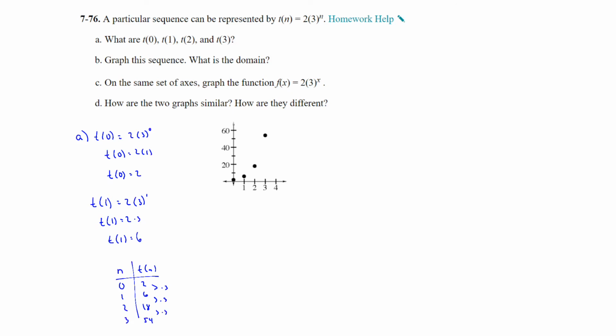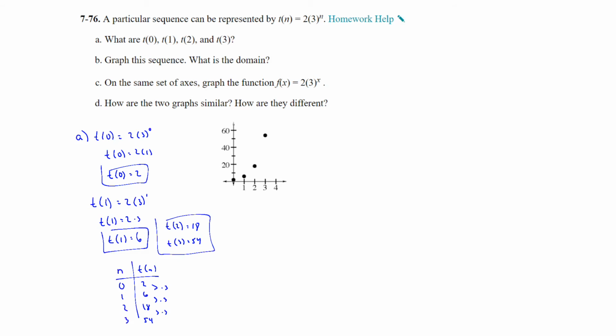But even if you're using the table, you still need to make sure that you're writing the answers. So just because I have that, I also need to say, okay, well, t of 2 is 18, and t of 3 is 54. So don't forget, just because you did the table, you still have to answer the question that is being asked.